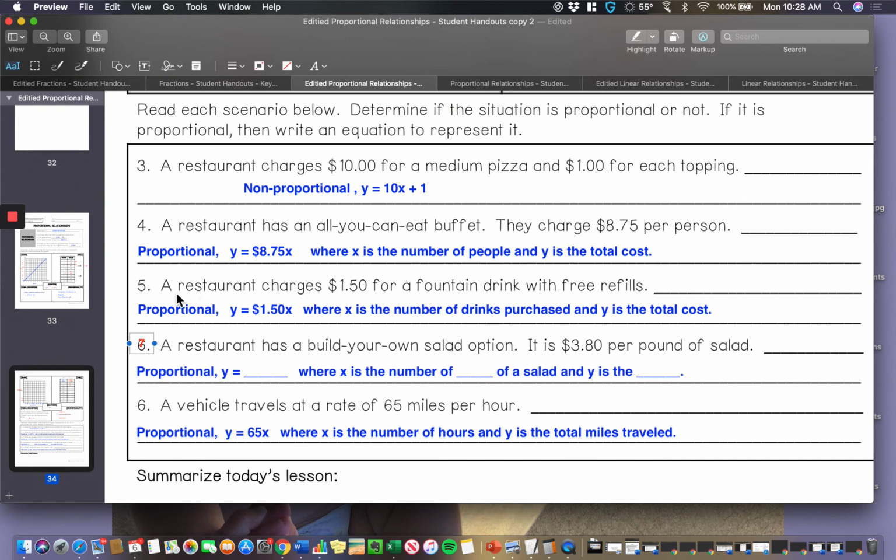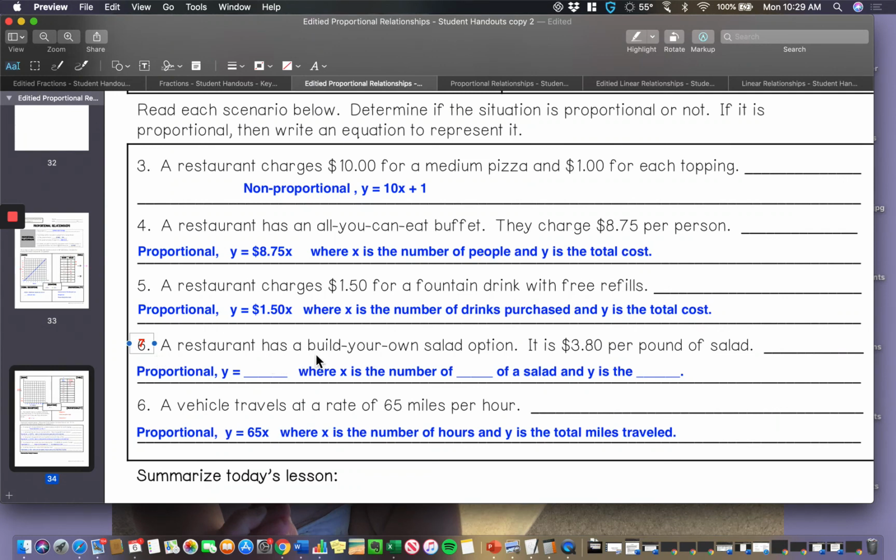So number 5, it says a restaurant charges $1.50 for a fountain drink with free refills. Well, this is proportional because for every number of drinks I refill, the cost is still going to be $1.50. So no matter what X is, the constant rate for each one is $1.50, where X is the number of drinks purchased and Y is the total cost. So moving on to the next one.